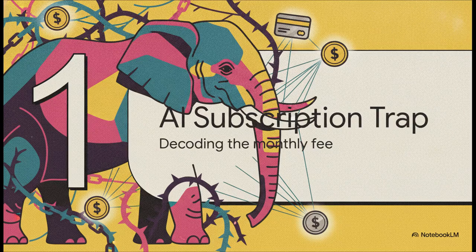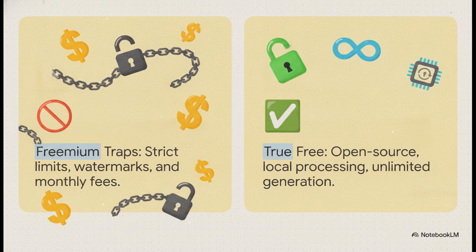We really need to address the massive elephant in the room here, which is this so-called democratization of AI that actually just trapped creators in a massive web of monthly fees. The industry basically pulled a massive bait and switch on us. They offered these freemium traps that are strapped with strict character caps, really stingy image generation limits, and forced watermarks. True free tools, on the other hand, rely on open-source models running locally on your own hardware, unlimited bulk generation, and absolutely zero watermarks. Once you understand this distinction, you stop renting your tools and you actually start owning your entire pipeline.